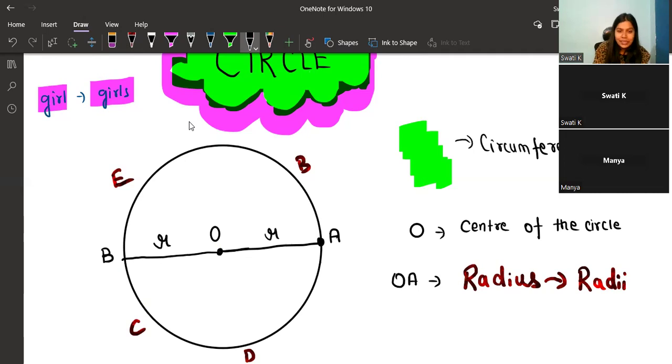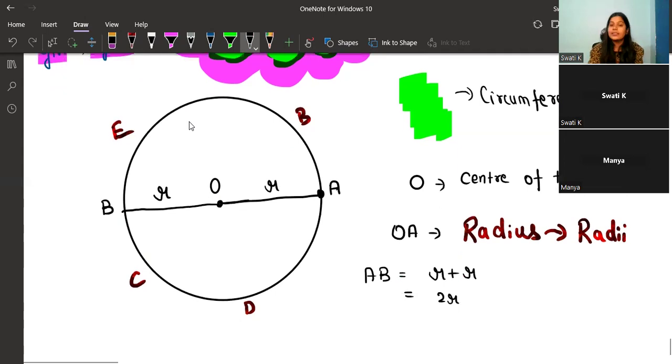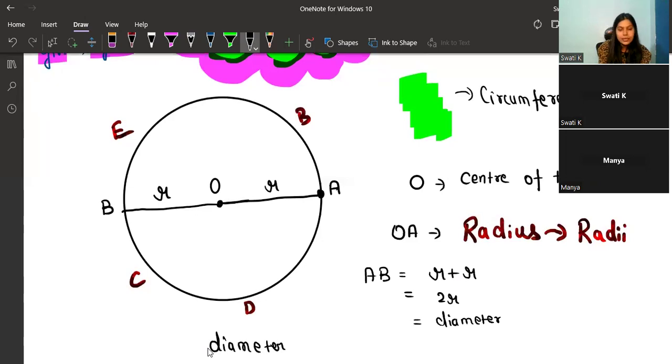So this BA or AB is nothing but R plus R, right? Of course, AB is made up of two parts, OA and OB. What is OA? R, radius. And what is OB? R, radius. So what is R plus R? 2R. Do you know that 2R is called the diameter? So there is one relation that you have got between the diameter and radius: diameter is always double the radius. Okay, Manya? What is the diameter? Diameter is always double the radius.